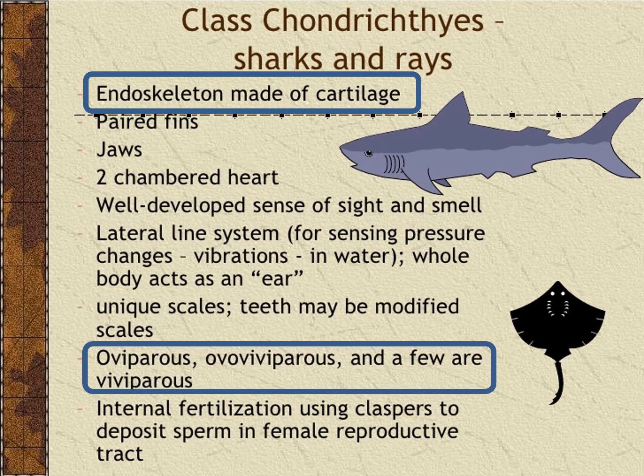They have unique scales, and their teeth might actually even be modified scales. Sharks are also oviparous. They can also be ovoviviparous, and a few of them are viviparous. So we have like a big array in this group, in this class. You have some that lay eggs, some that have live birth. They also have internal fertilization using these claspers to deposit the sperm in the female reproductive tract. So go ahead and pause the video if you need to get caught up on this class.